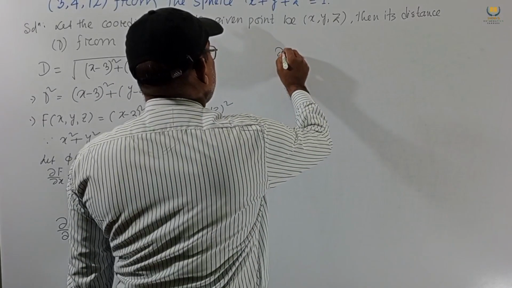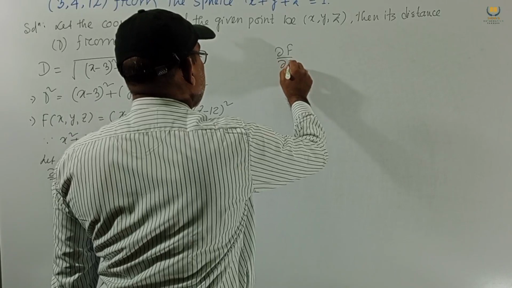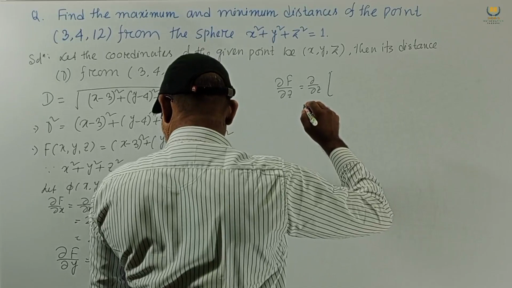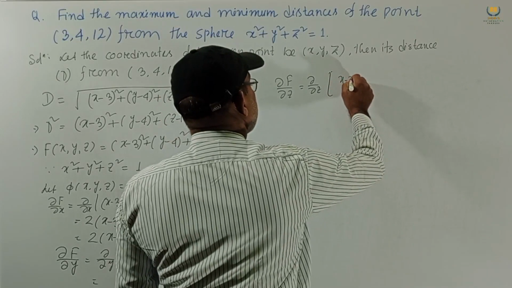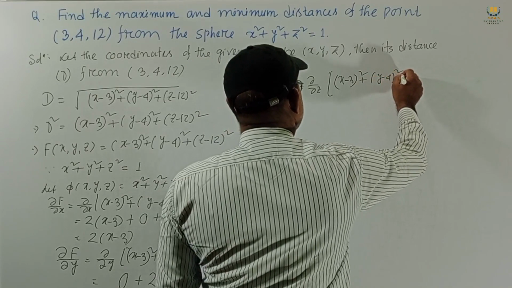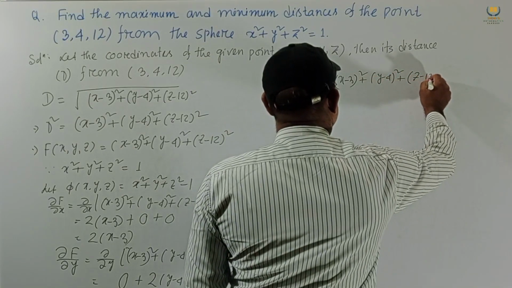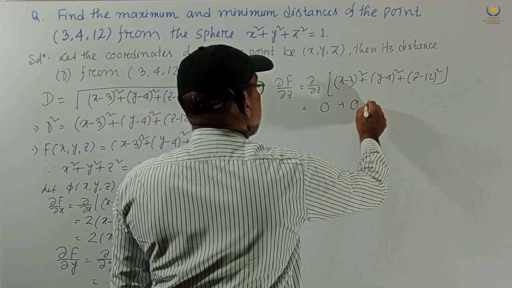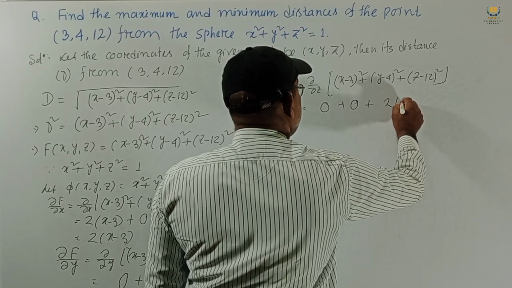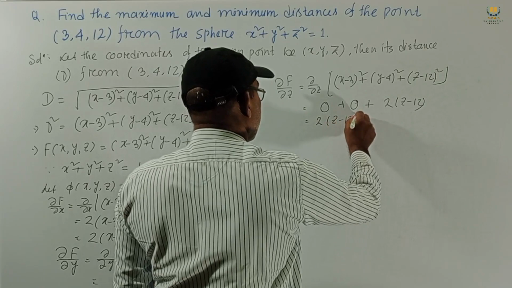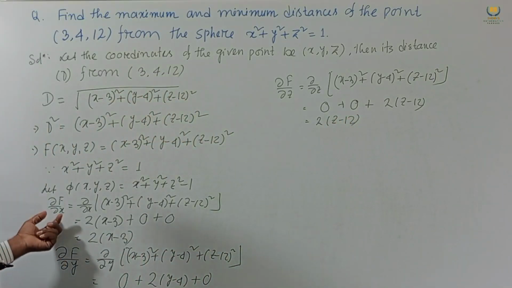Now del f by del z, of (x − 3)² + (y − 4)² + (z − 12)². This is 0, 0, and 2(z − 12). So this is 2(z − 12). We get del f by del x, del f by del y, del f by del z.